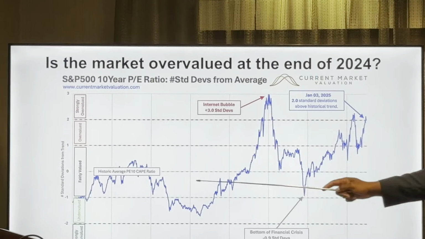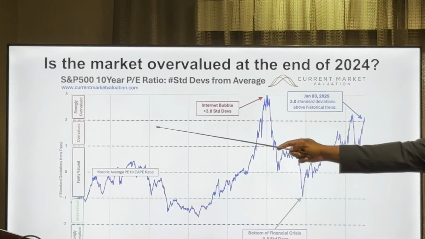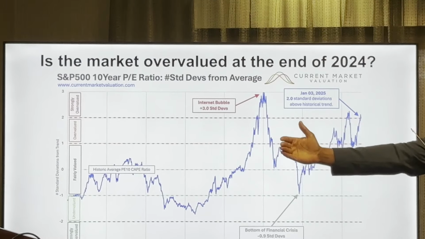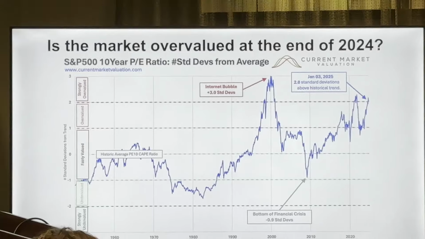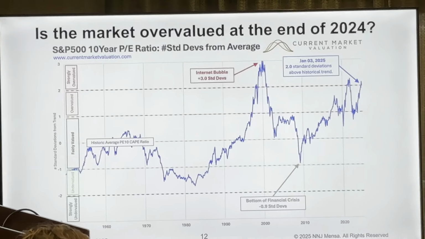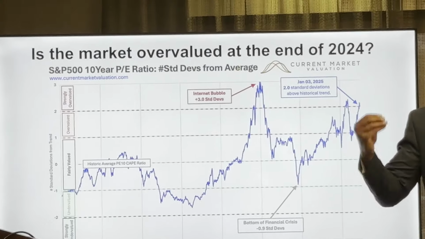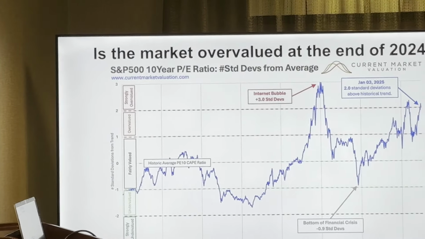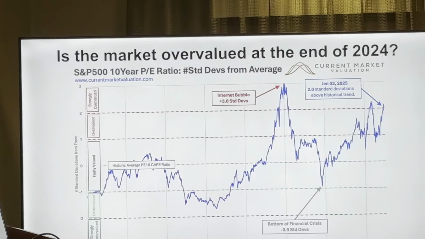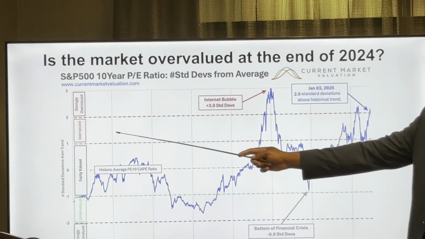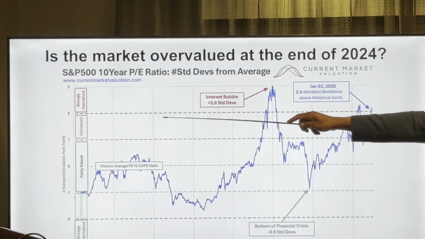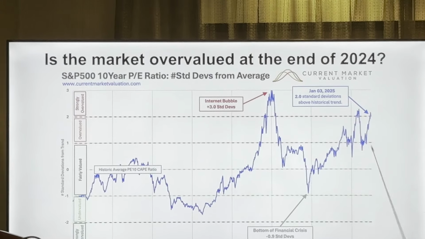But if it goes 2 standard deviations above the mean, now we're talking about an extreme outlier. And if we go 3 standard deviations, that is a very, very unlikely event. But 2 standard deviations is typically what we look at to determine, in this case, if it's 2 standard deviations above the mean, then we call this overvalued.